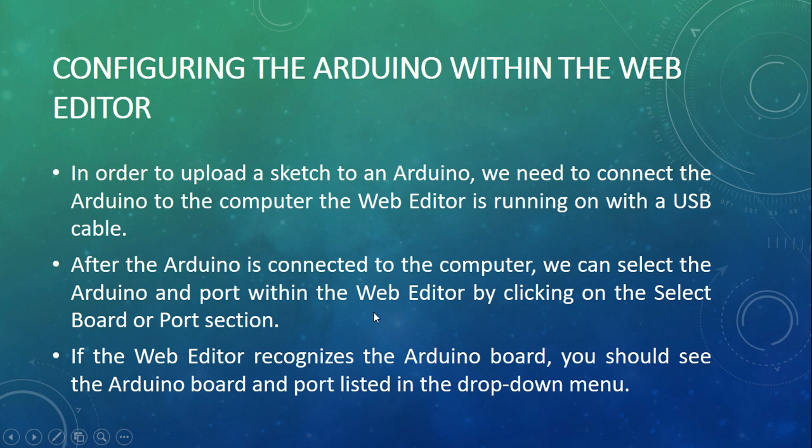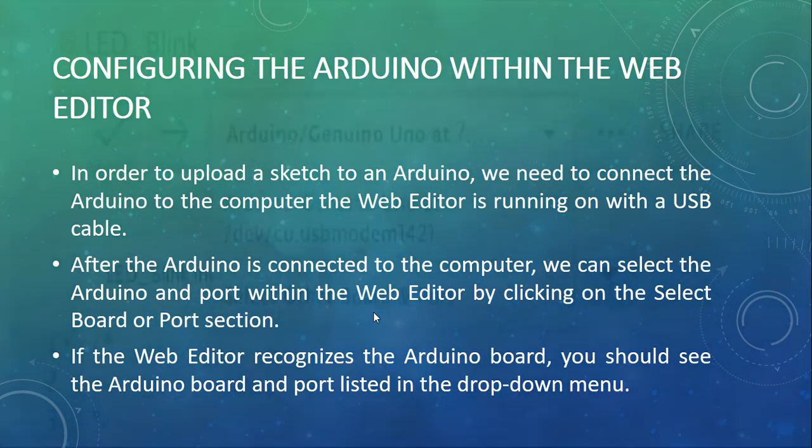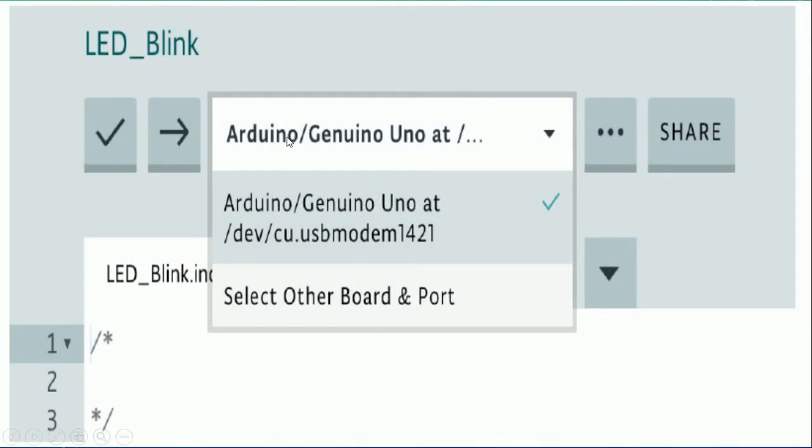After the Arduino is connected to the computer, we can select the Arduino and port within the web editor by clicking on the select board or port option in the command bar, as you can see in the previous slides with the Arduino web editor interface. If the web editor recognizes the Arduino board, you should see the Arduino board and port listed in the drop-down menu. So this is what we are saying, select the board and port. If it is connected and recognized by the web editor, if you connected the Arduino to a USB interface, it will automatically be connected here. Again, this computer is a Mac OS. So let's look at what the interface is if we are using a Windows operating system.